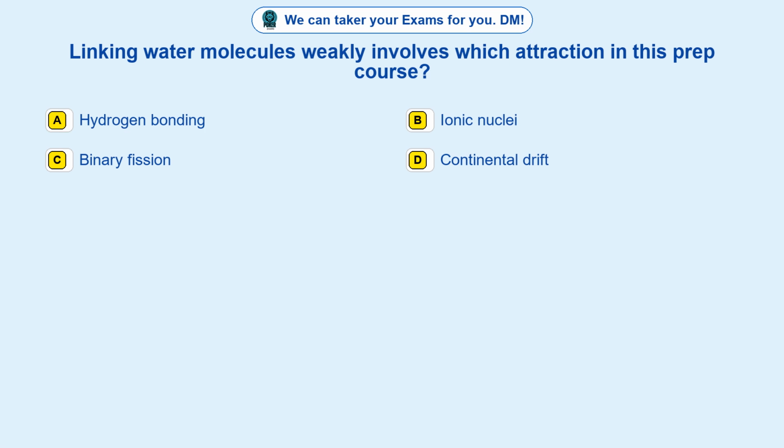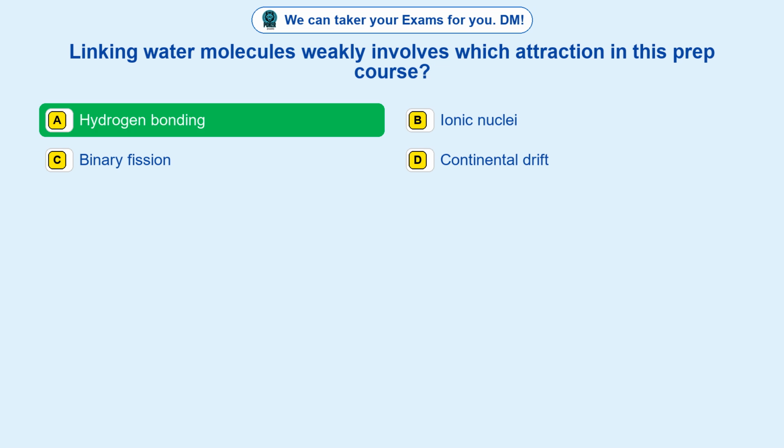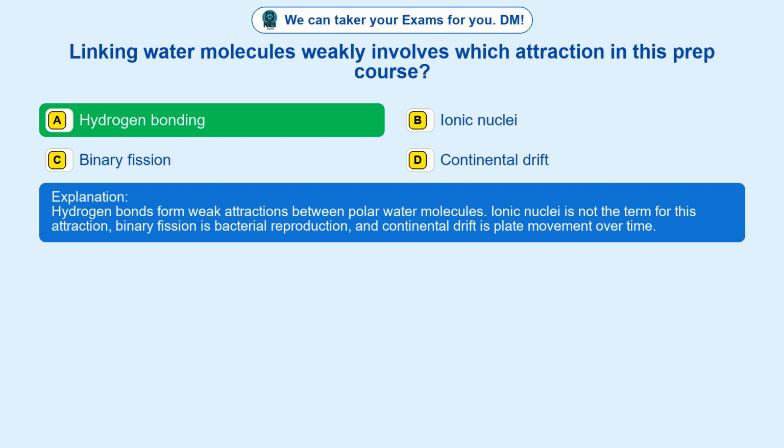Question 51. Linking water molecules weakly involves which attraction in this prep course? Option A, hydrogen bonding. Option B, ionic nuclei. Option C, binary fission. Option D, continental drift. The correct answer is option A. Hydrogen bonding. Hydrogen bonds form weak attractions between polar water molecules.